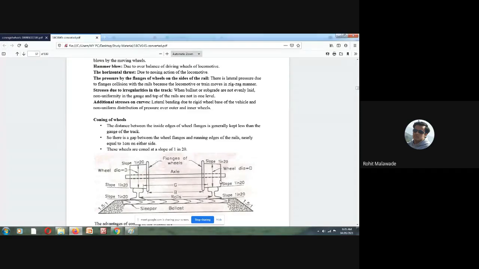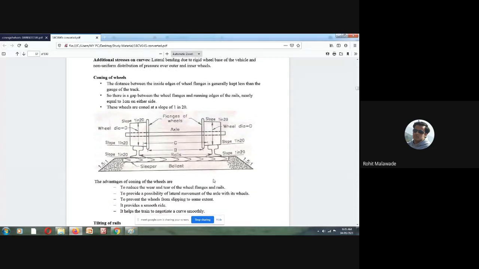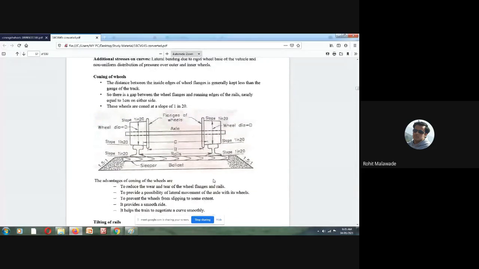What is the purpose? Can you guess why we are going to have this? See, here also we have provided 1 in 20 for the rails. Why are we going to provide it? Yes, so that the train should not go out of the track.